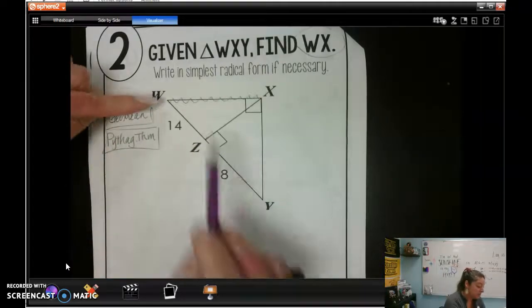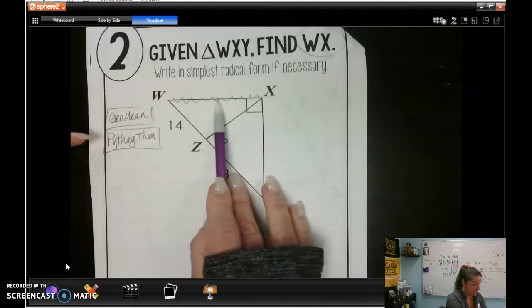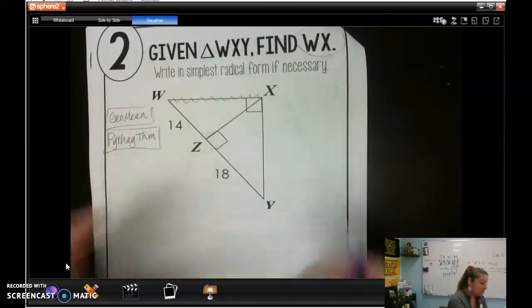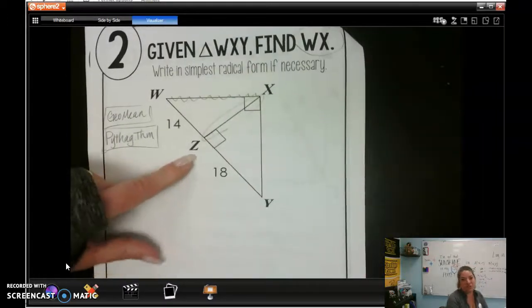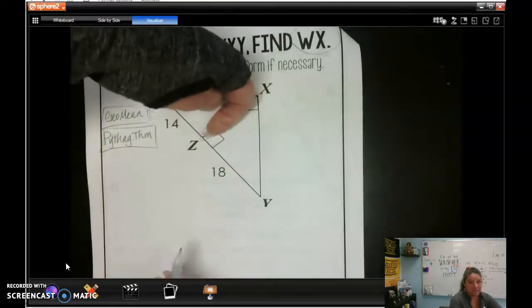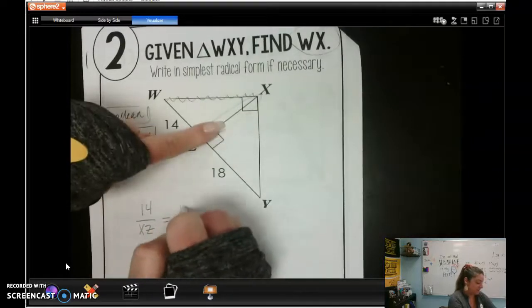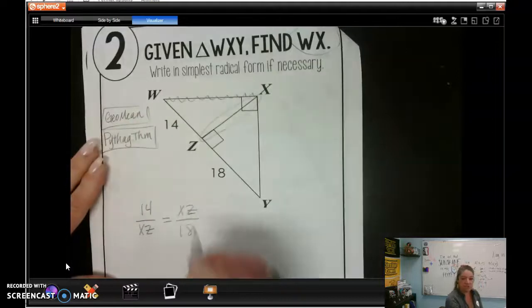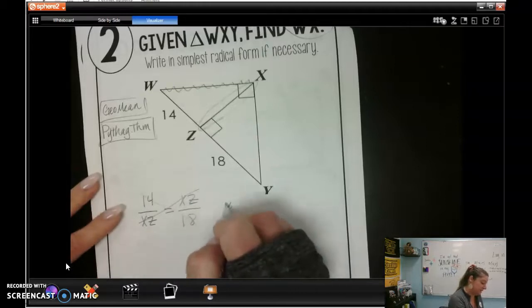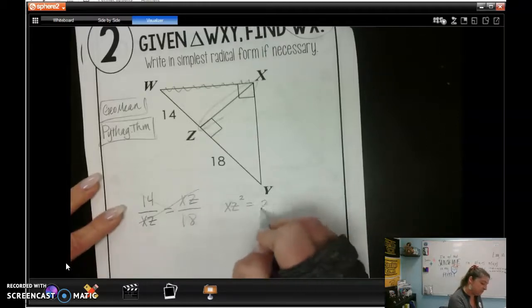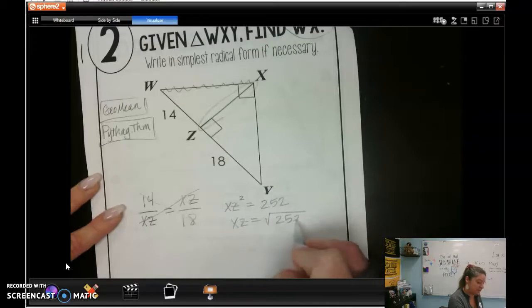With this particular problem, I know that I need WX. That is not a part of the geometric mean, which means to get WX, I'm going to have to do Pythagorean Theorem eventually. What I can do is go ahead and get this piece by finding the geometric mean. The geometric mean is going to come down. You're going to do 14 over XZ equals XZ over 18. That's how the ratio works every single time, okay? All right, let's get this cross multiplied. I get XZ squared equal to 252. And then I'm going to square root the 252.